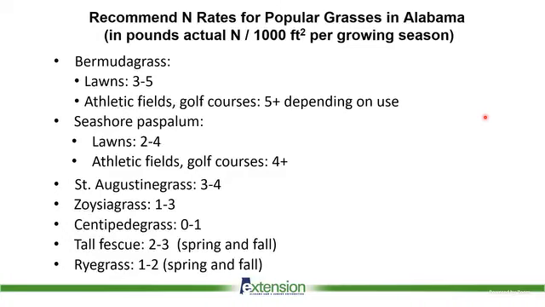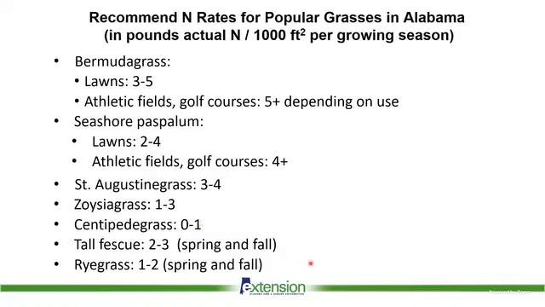And you can see the numbers here: Seashore Paspalum and St. Augustine require a fair amount of nitrogen. Zoysia grass less. You can have a nice zoysia lawn with like 1 or 2 pounds of nitrogen per year, and that's it. Centipede, of course, for those of us who deal with centipede grass, we know that it's not a grass that likes a lot of nitrogen. So 0 to 1 pound maybe per 1,000 per year is all that it needs.